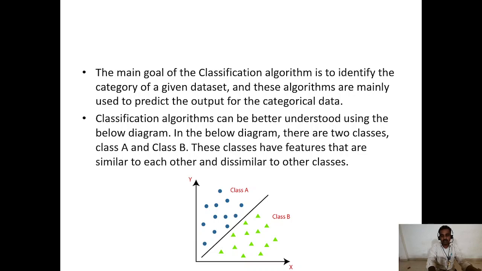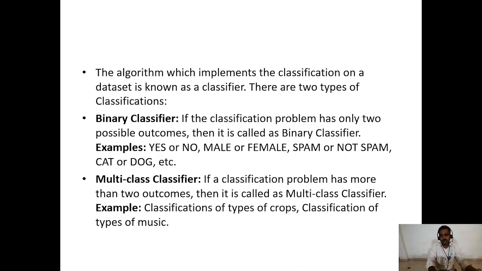Classification algorithms can be better understood using the below diagram. In the below diagram, there are two classes, class A and class B. These two classes have features that are similar to each other and dissimilar to each other. If the data points are similar, they can be classified as class A. If the data points are not similar, they can be classified into class B. So based on that, you classify the two categories, one is class A, one is class B. Now, the algorithm which implements the classification on a data set is known as the classifier.